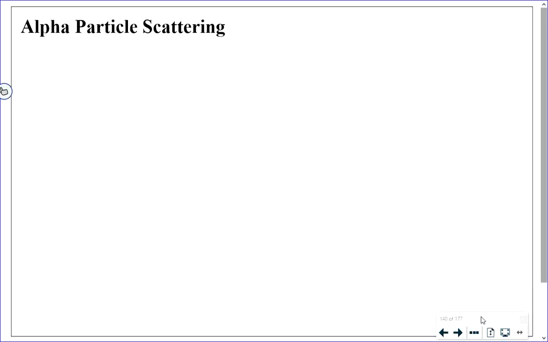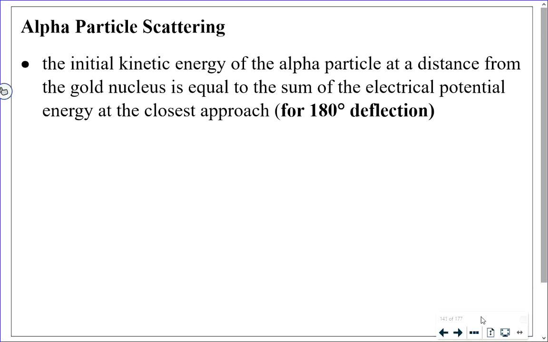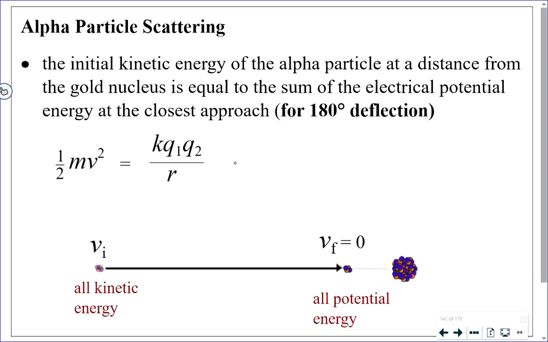Alpha particle scattering, where you have an alpha particle that's quite far away from a nucleus, and as the alpha particle approaches a gold nucleus, it slows down. And we're talking here about deflections where the alpha particle is deflected back 180 degrees. Essentially, the alpha particle, when it's quite far away from the nucleus, has all of its mechanical energy in the form that we call kinetic energy, 1/2 mv squared.